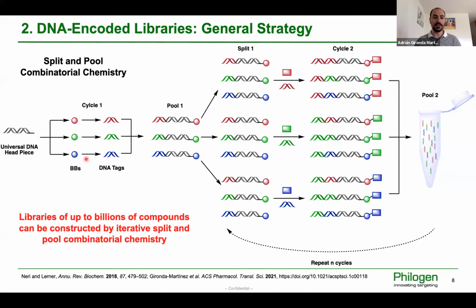After we encode all the different building blocks with different DNA tags, we can HPLC purify them individually and pool them together in a single fraction. Afterwards, this fraction can be split again into many different fractions, for example 3, and this cycle can be repeated iteratively. First, chemical modification of the small molecule, and then addition of the DNA tag to encode these chemical modifications. If we repeat those processes iteratively to n cycles, we are able to construct libraries of up to billions of compounds.